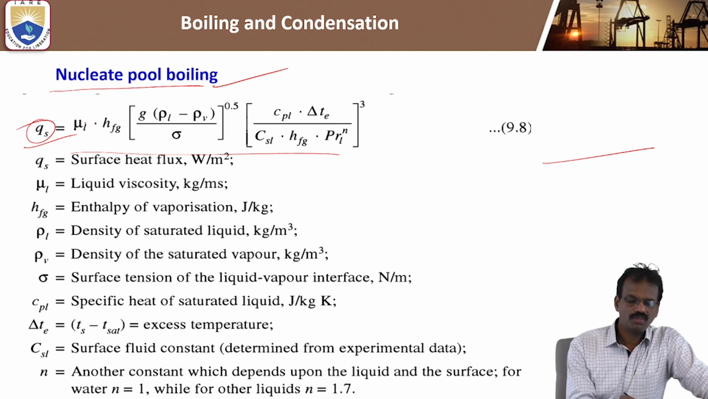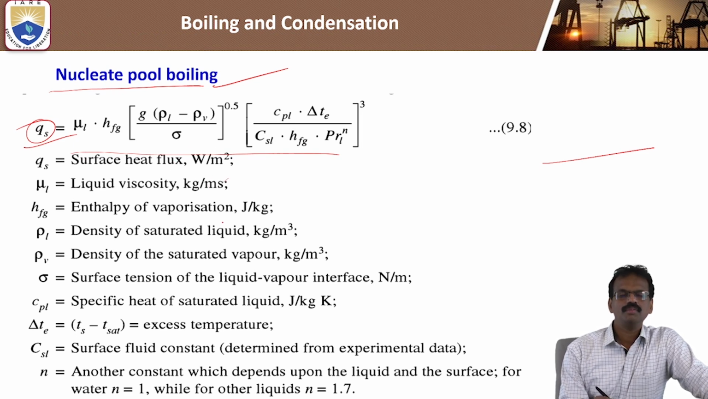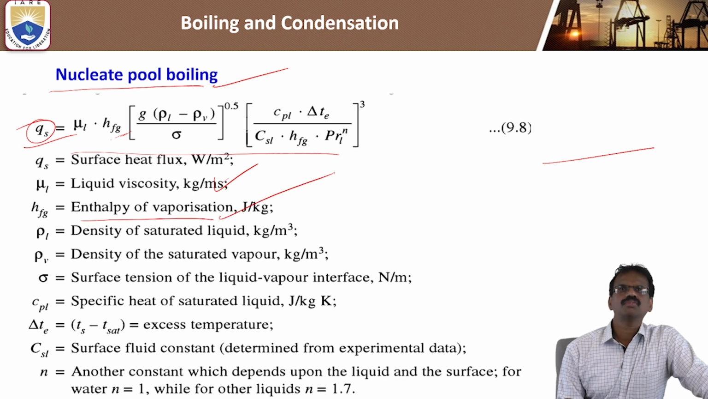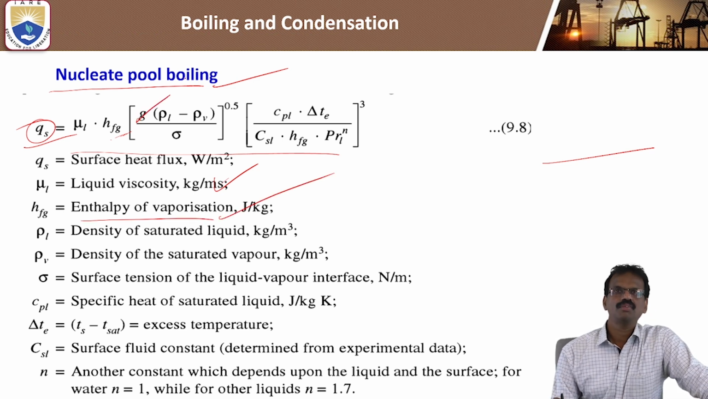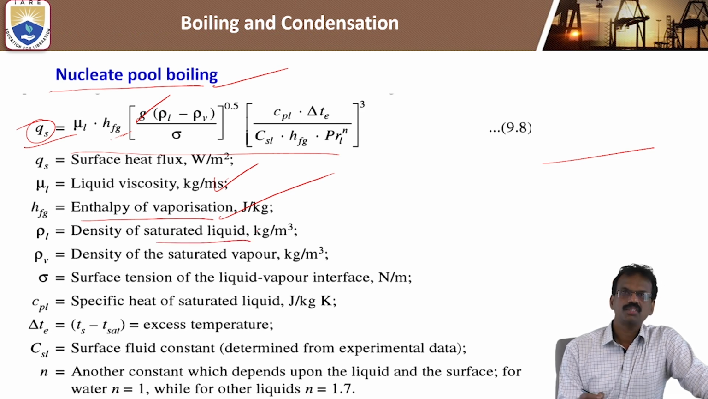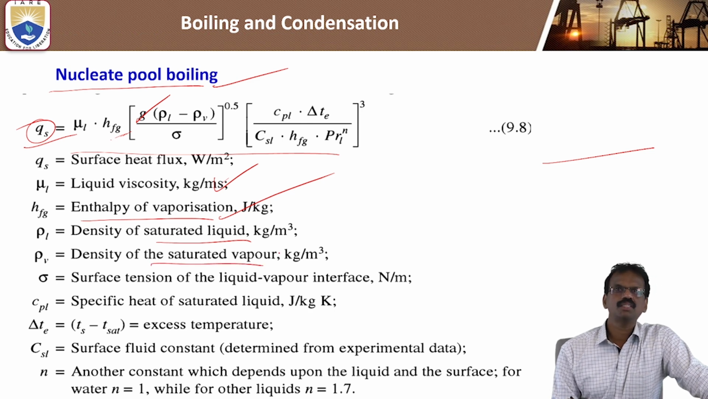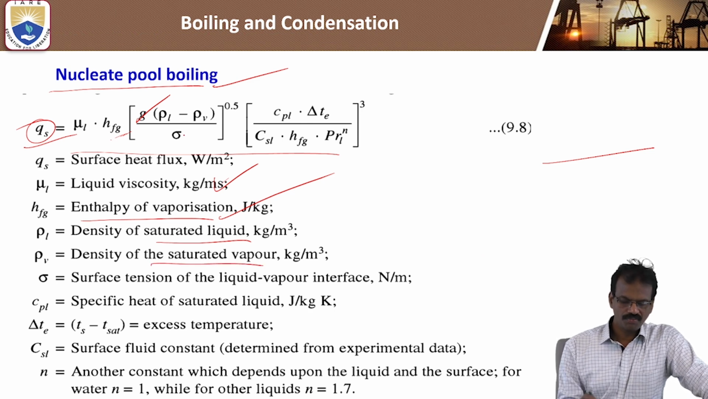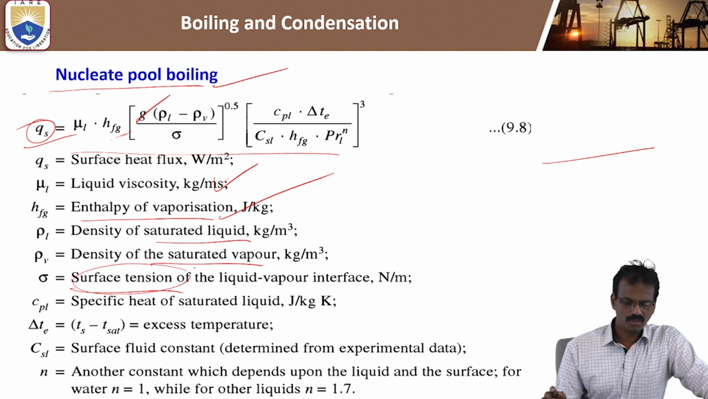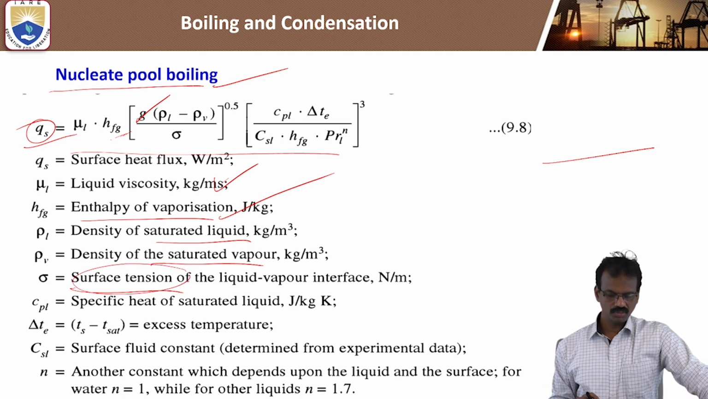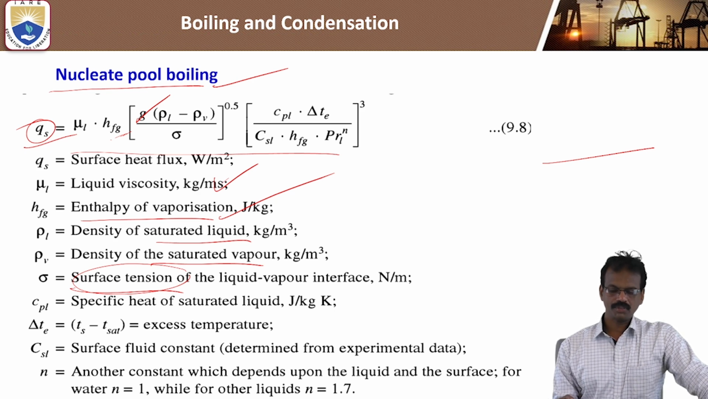The first one is mu L, the liquid viscosity. Next, HFG is the enthalpy of evaporation. G is the acceleration due to gravity. Rho L is the saturated liquid density, and rho V is the saturated vapor density. Sigma is the surface tension, the parameter that forms the bubbles in circular form, so we have to consider this also.